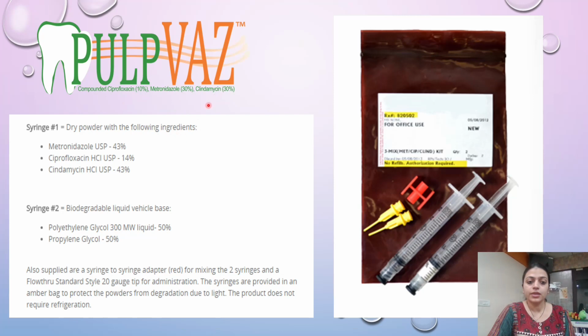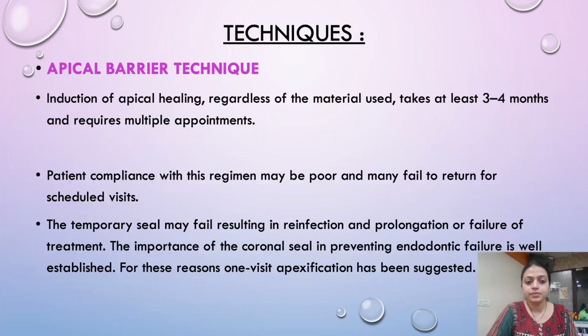Why clindamycin? Because minocycline has a disadvantage of causing discoloration to the tooth. The liquid is usually polyethylene glycol or propylene glycol. Or if we are preparing the mixture on our own and not using any commercially available one, we can mix a 1:1:1 ratio of all these 3 antibiotics along with a drop of normal saline as well. The techniques used are the normal apical barrier technique or the orthograde root canal filling.